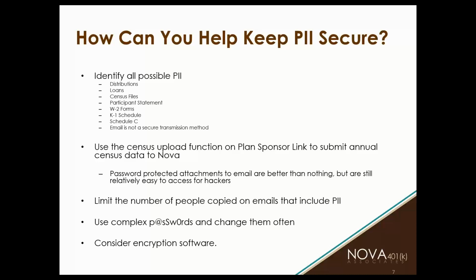Another way to keep information from falling into the wrong hands is to limit the number of people that are copied on emails that include personally identifiable information. If you do have to email PII out, whether within your company or without, please, please, please limit the number of people that have access to that email to only the people that need that information in order to move forward, okay?